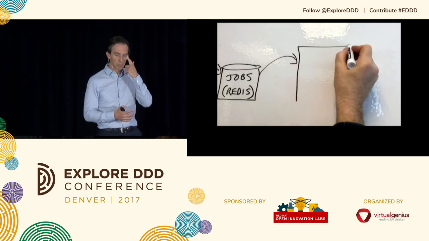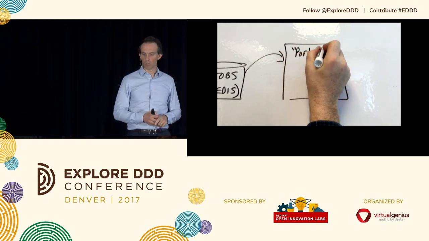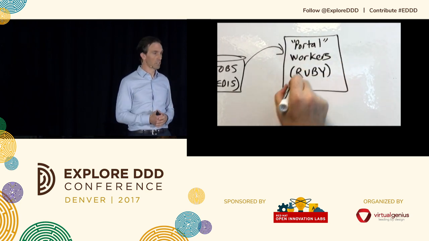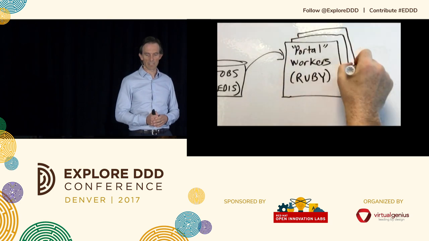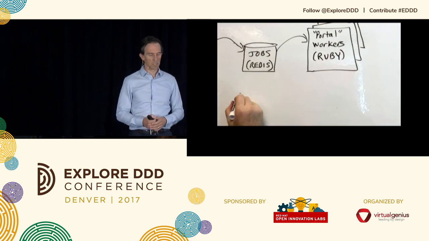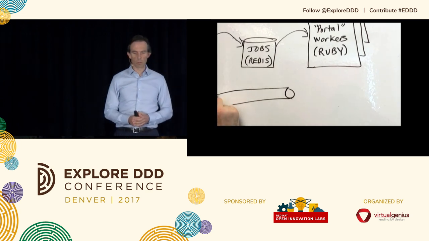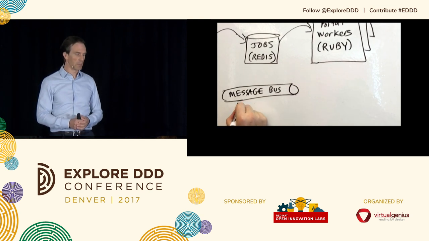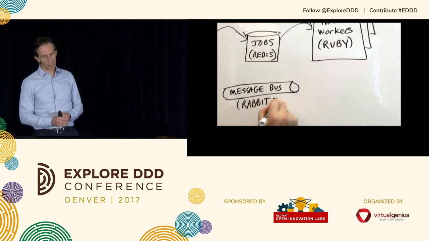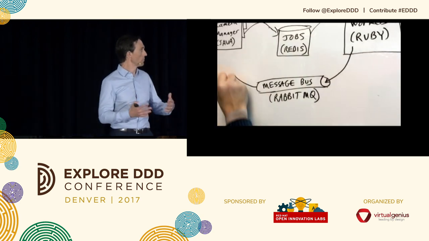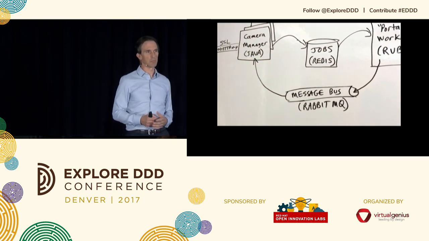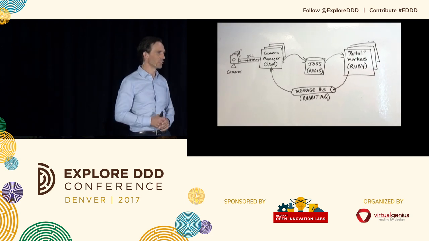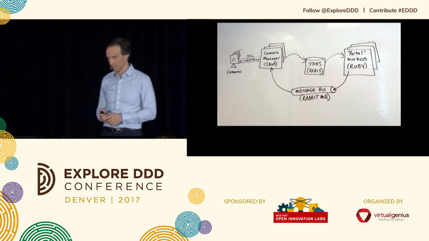And then those jobs are pulled off by what we call the portal. Part of the portal is the portal workers, which are written in Ruby. These are running in the background. There's many of them. And then those portal workers and the Nexia application need to talk back to the cameras. So we have a message bus. We basically queue up messages on the message bus to go back to the camera manager to be able to send commands to the cameras, right? So this is the extremely high-level picture of what it's like to activate a camera with Nexia.